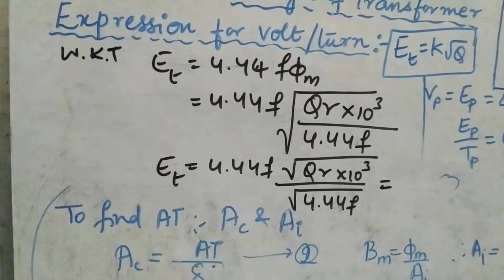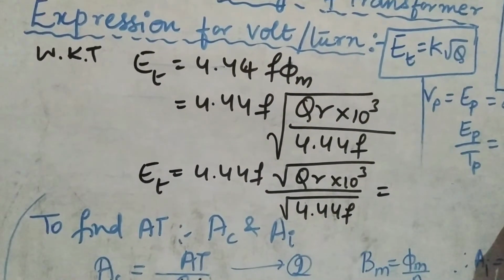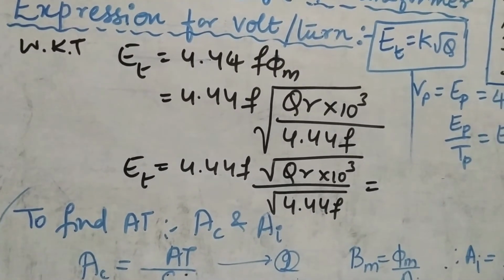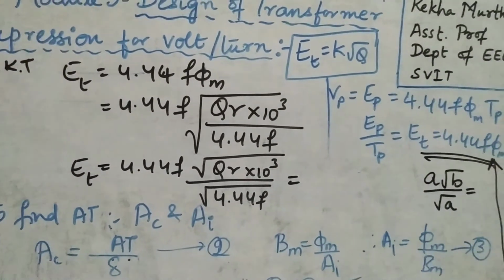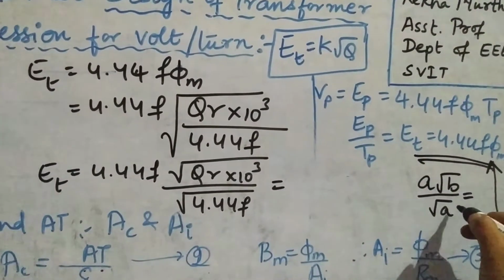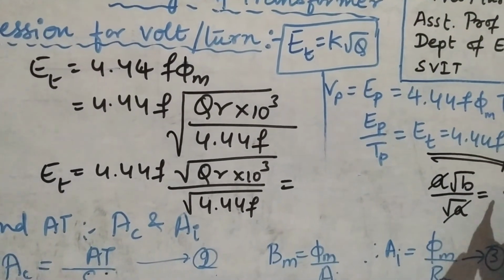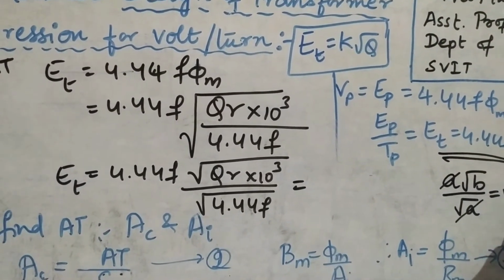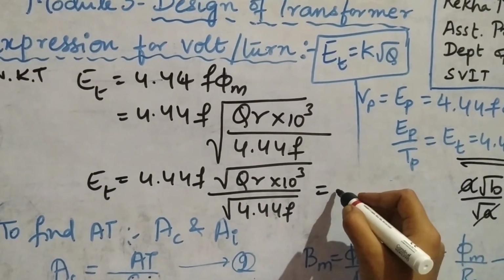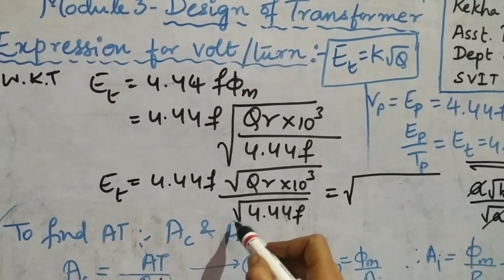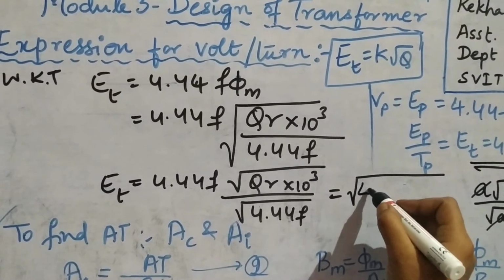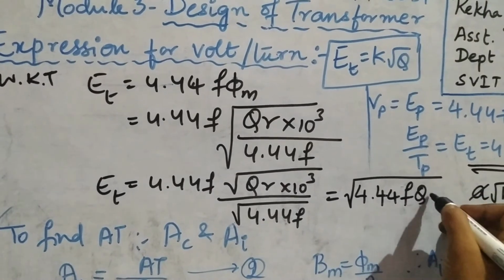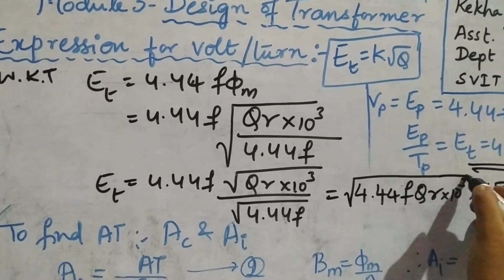Do you agree with that? Let me write here: the term A into square root of B divided by square root of A. So what will you get here? When you simplify, you will get square root of A, and here also a product term is there. Can I write square root of A into B? Therefore I will get this as square root of 4.44 F into QR into 10 power of 3.